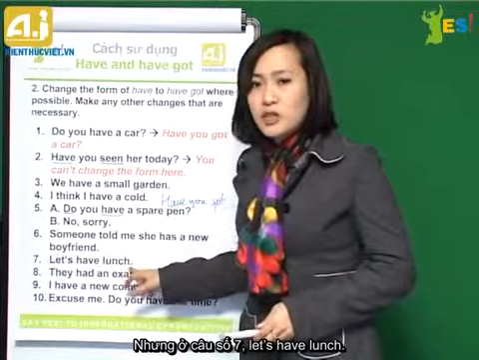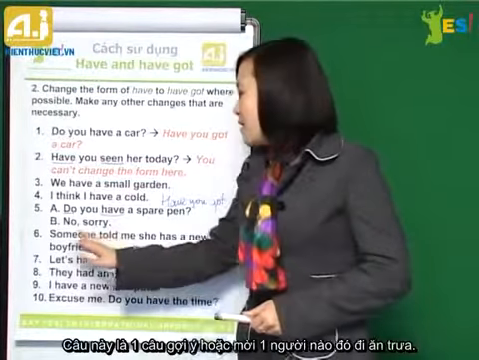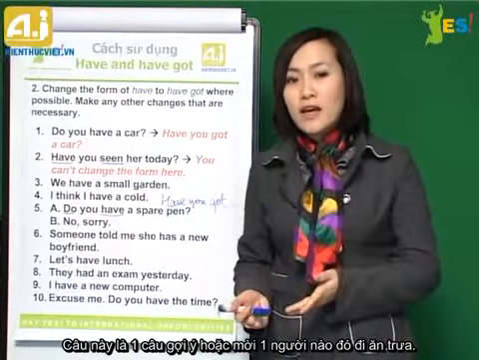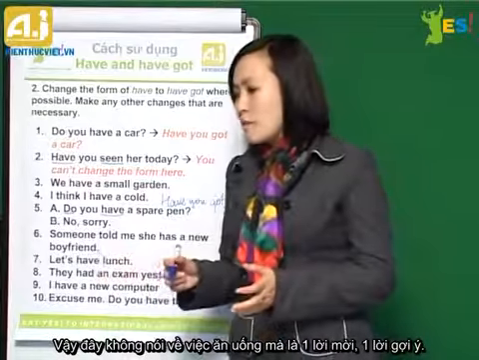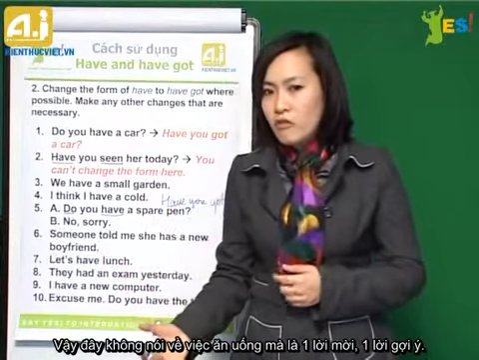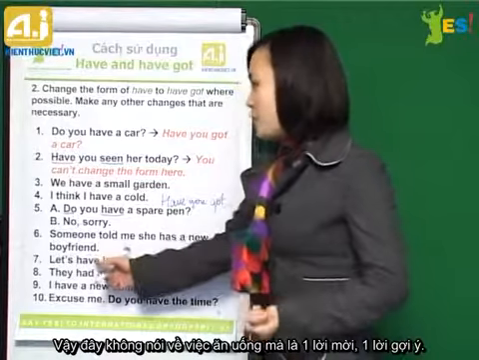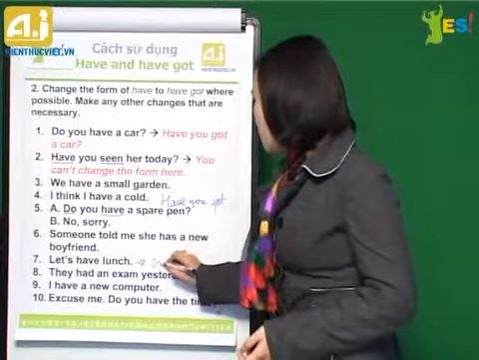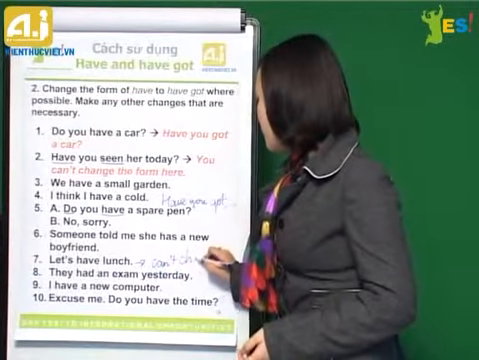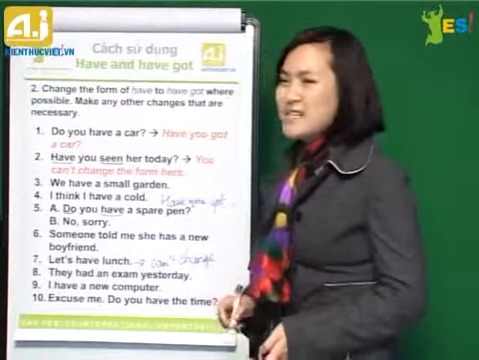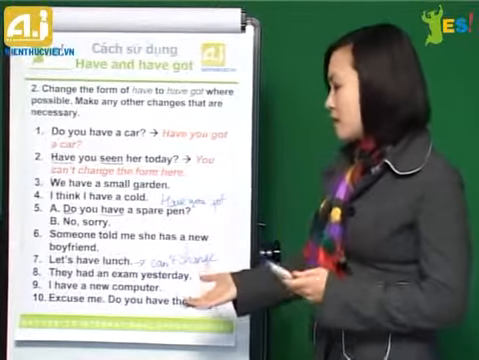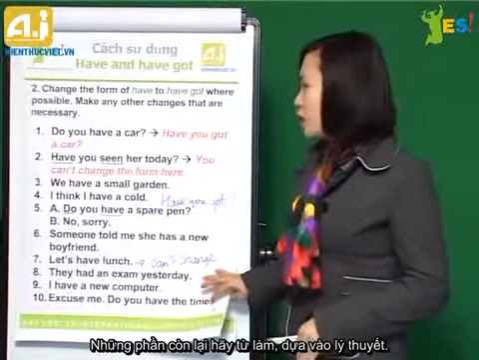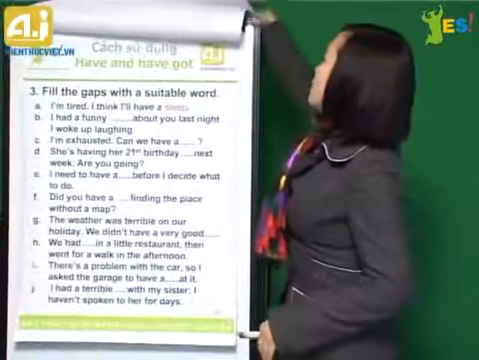But for number 7, for example, let's have lunch. This sentence is talking about a suggestion, asking someone to have lunch. So this case is not about eating the meal itself, but it's a request, or invitation. So in this case, you can't change the form here. You can't say, let's have got. No, you can't say that because it's an invitation. For the rest of the exercise, please revise the earlier structures so that you can do it.